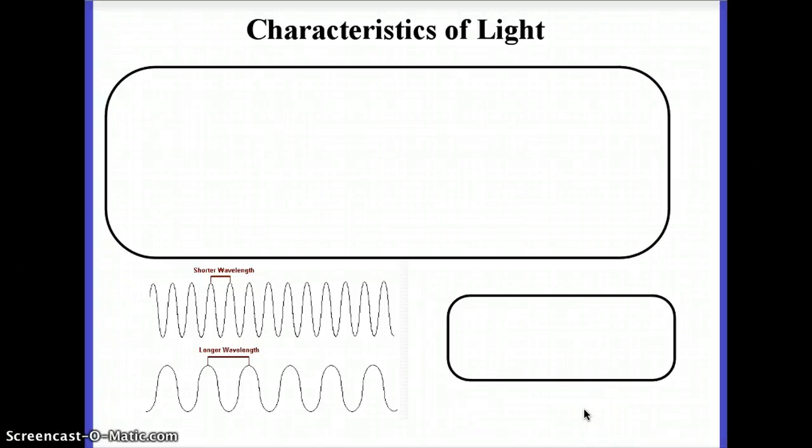Hi everyone, this is lecture 4, and in this lecture I'm going to be reviewing some things about light and teaching you some new things. Obviously it's very important for us to study light and to know the characteristics of light, because in astronomy the only way we know anything about objects in space is by the light that they give off.